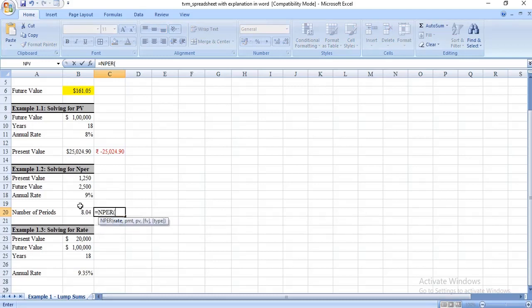NPER, that is number of periods. Rate you have, that is 9%, and PMT is 0, because this is not the installment which you are paying annually or monthly. It is something which you are paying in lump sum, right? So present value, that will be minus 1250. Why do we say it is minus? Because we are paying it now, and in future we are getting 2500, right? And type will be 1. So you are getting this 8.04 years or number of periods, right?